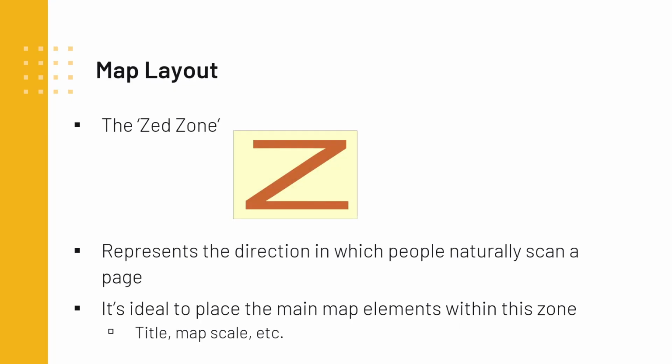Where should those map elements go? Well, consider the Z Zone. The Z Zone indicates where people from Western society typically scan a page. That means they scan from top to bottom, left to right, and then they kind of go on the diagonal. That makes the Z Zone the key areas where you should put some of those map elements.